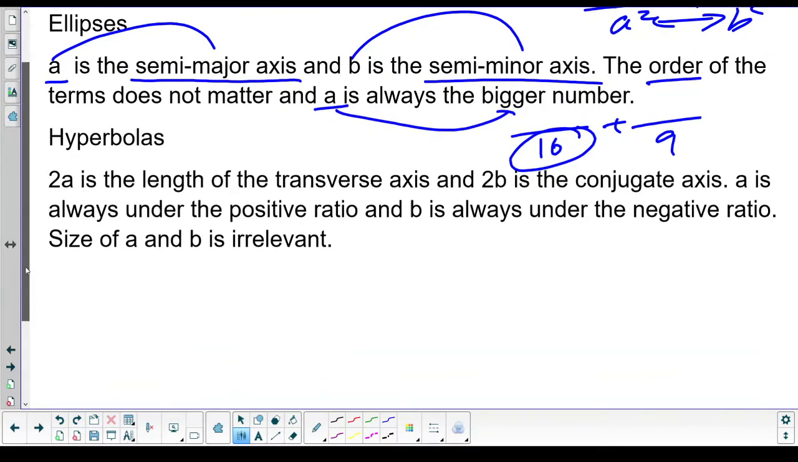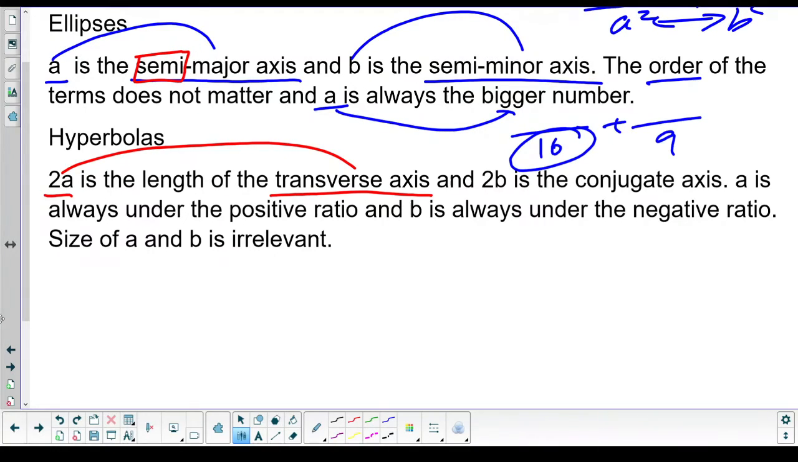For hyperbolas, 2 times a is going to tell us the length of our transverse axis. Which might seem weird, right? Why do I need to multiply this by 2? The word semi means half. This is maybe like the major radius and the minor radius. When we say semi-major axis, we're talking about radii. These will tell us quote-unquote diameters, or the total distance across. So that's why we times 2.